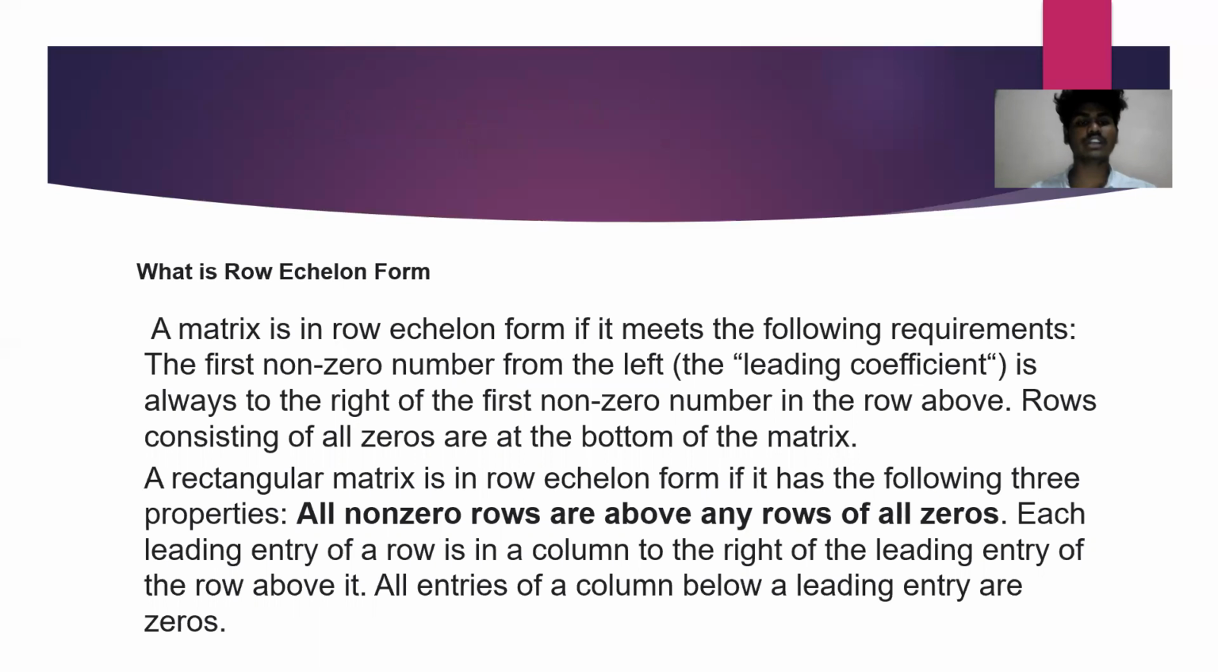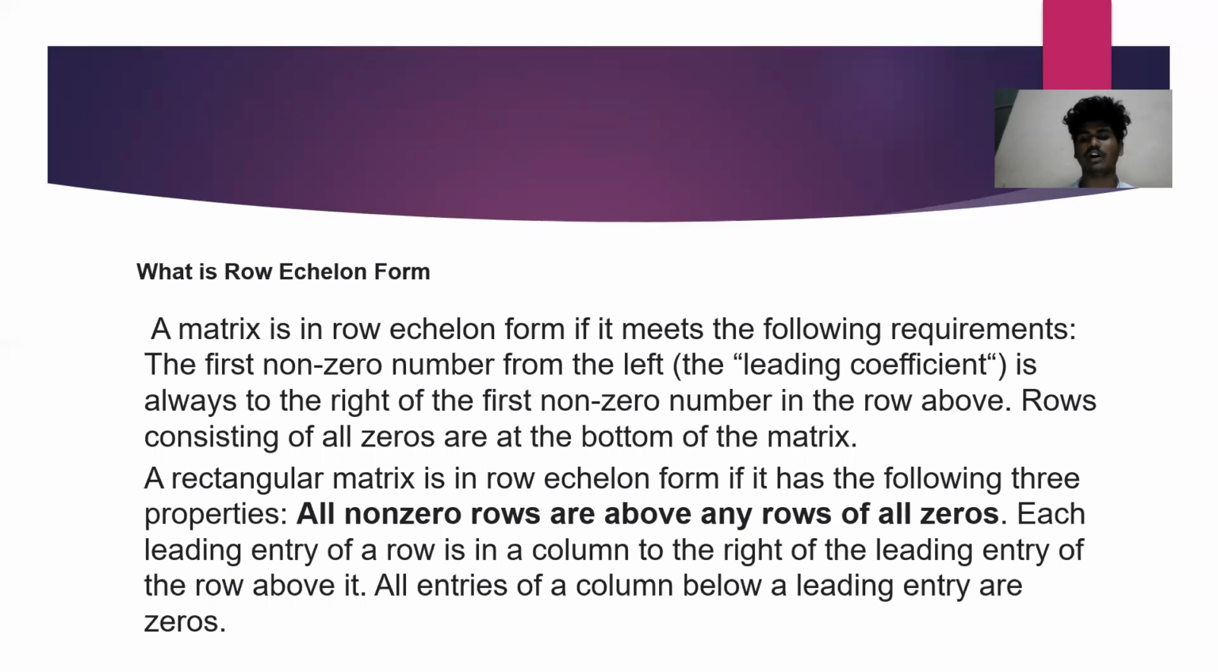And next, what is a row echelon form? A matrix is in row echelon form if it meets the following requirements. The first non-zero number from the left, the leading coefficient, is always to the right of the first non-zero number in the row above. The rows consisting of all zeros are at the bottom of the matrix. A rectangular matrix is in row echelon form if it has the following three properties.